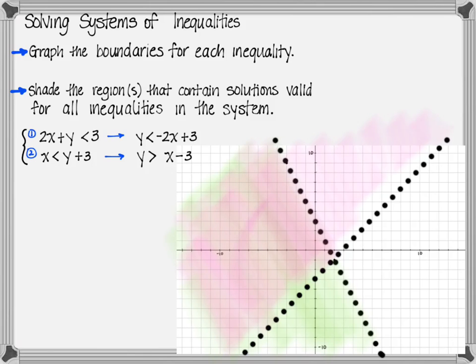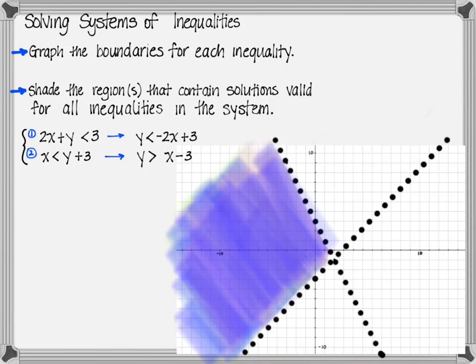And I'm only interested where these two shaded areas overlap, which is over here, so our final answer is simply that shaded region. Please note that I have erased all of the other shading. My final answer only shows the shaded region that is true for both inequalities.